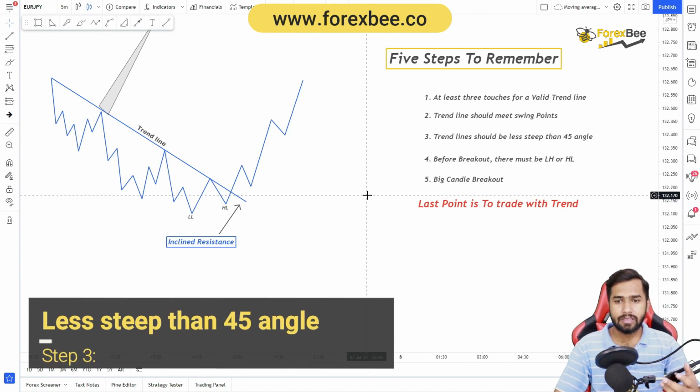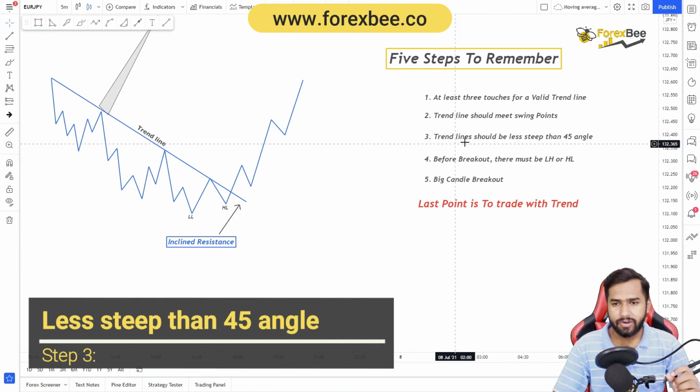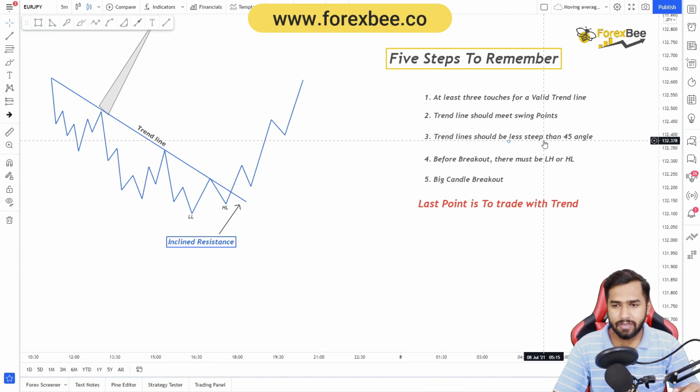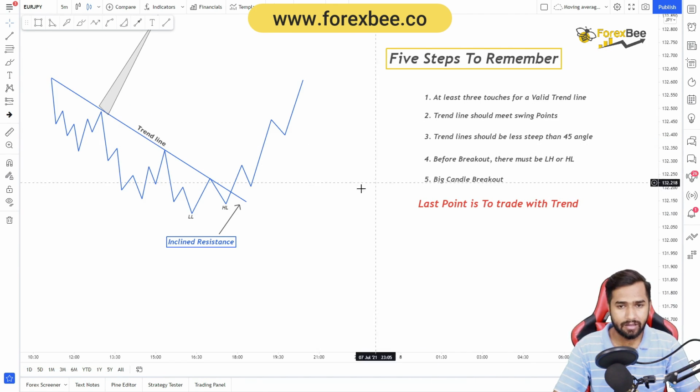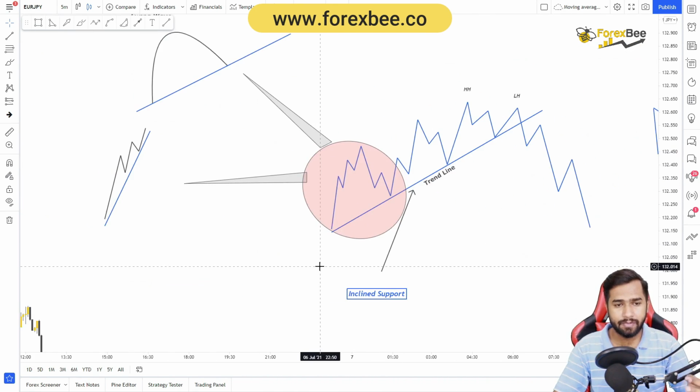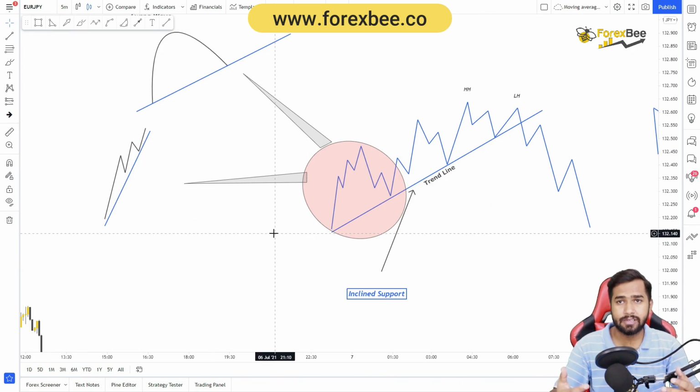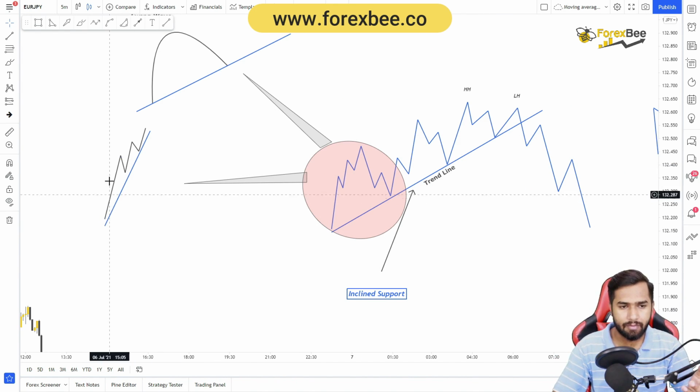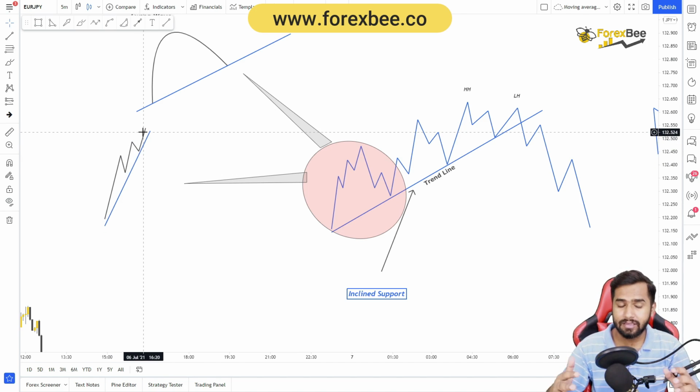The third thing that we need to keep in mind is trend lines should be less steep than a 45-degree angle. Let me show you what that means. Most of the time, what beginners do is they think they spot a trend like this, a market going like this, and they think there's a formation of a trend.